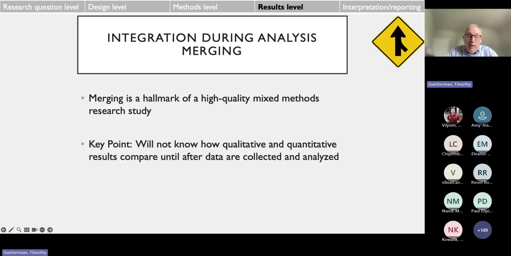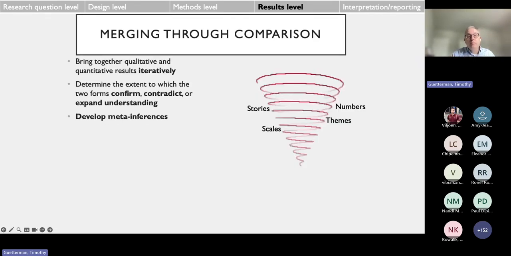So merging is really, in my opinion and in the opinion of many individuals, the hallmark of a high quality mixed method study. Of course, we won't know how they merge until after we collect data and after we analyze data. But we can plan for integration by thinking about what our research questions are, what our data sources are, and so on. Merging is something that can happen in any of the designs that I've talked about as well.